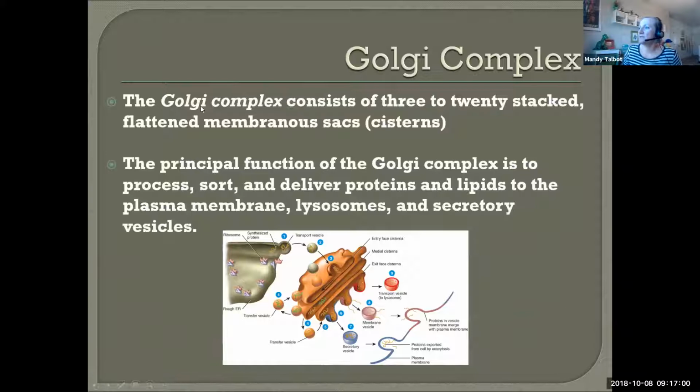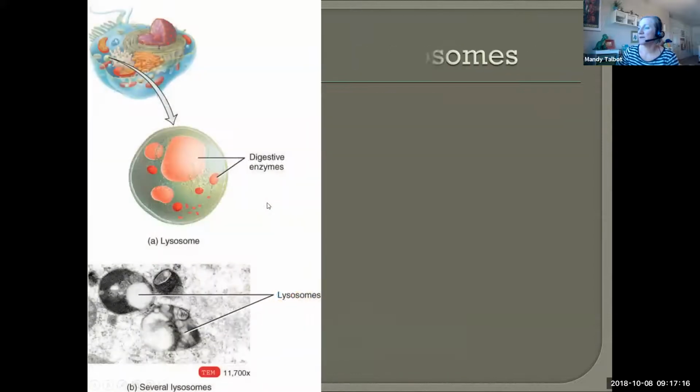All right, so again, if you're going back to your concept map, here is the function of the Golgi apparatus: process, sort, and deliver proteins and lipids to the plasma membrane, or to lysosomes or secretory vesicles.